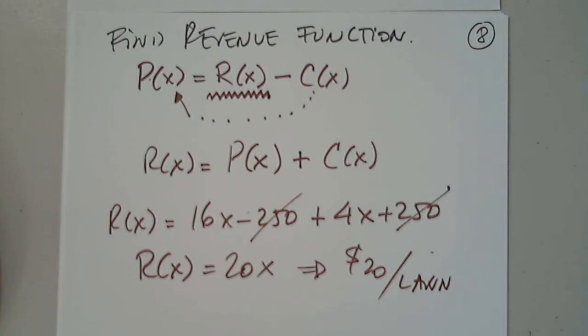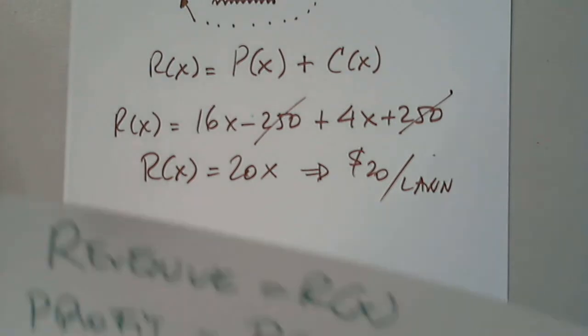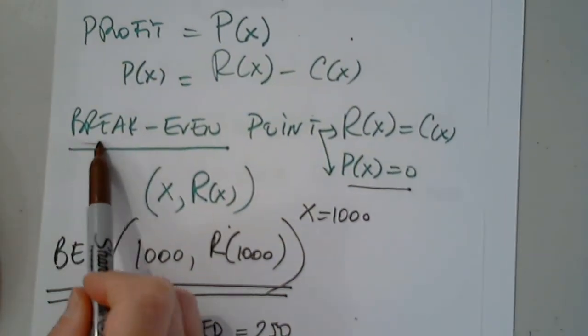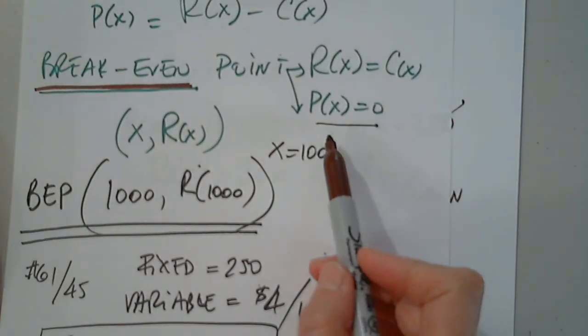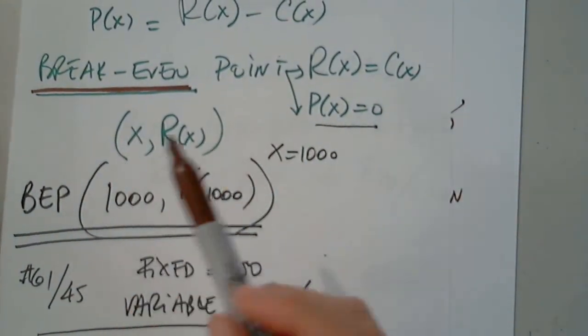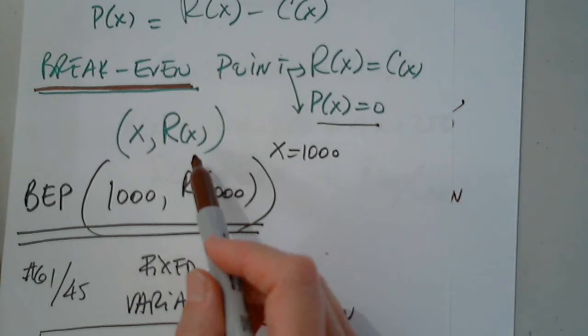Good. How many lawns must Jamal mow before he begins making a profit? So what are we really asked to determine here? So that's part C. What did we say? Cost equals the revenue. Your break even. Exactly. So we are asked to find the break-even point.